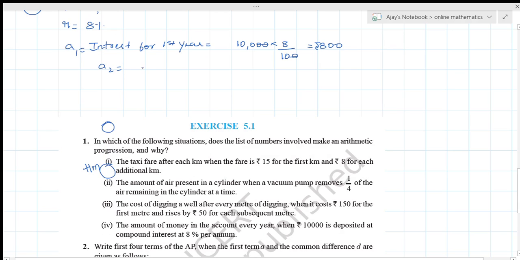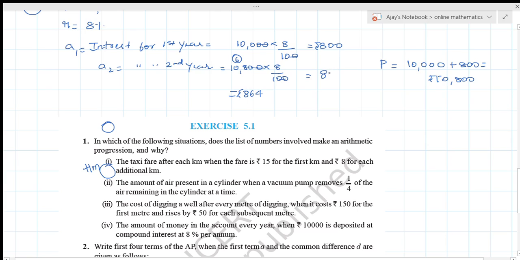So A2 will be the interest for the second year. But please remember, as it is compound interest, the principal for the second year will change, that is 10,000 plus the interest of the first year, which is 10,800. So now I have to calculate the interest on 10,800 at 8%. Zeros cancel, 8 ones are 8, 8 8s are 64. So 4, 6 carry, and 8 zeros are 0, 6, 8. So it is 864 rupees, the interest for the second year.